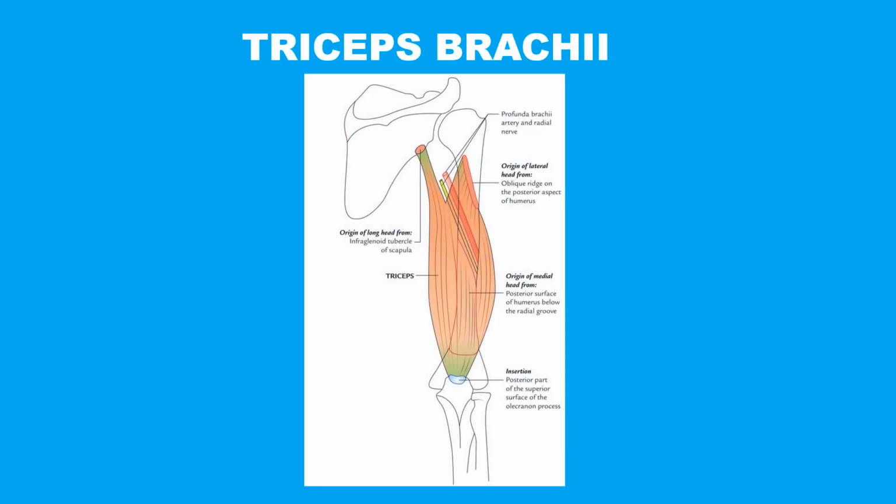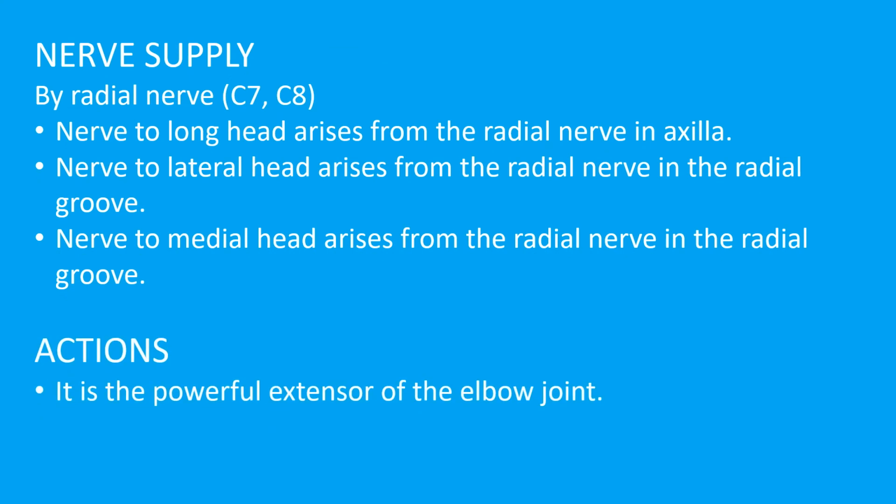Triceps brachii. Origin: lateral head from oblique ridge on the posterior aspect of humerus. Long head from infraglenoid tubercle of scapula. Medial head from posterior surface of humerus below the radial groove. Insertion: olecranon process. Nerve supply: radial nerve, C7, C8.